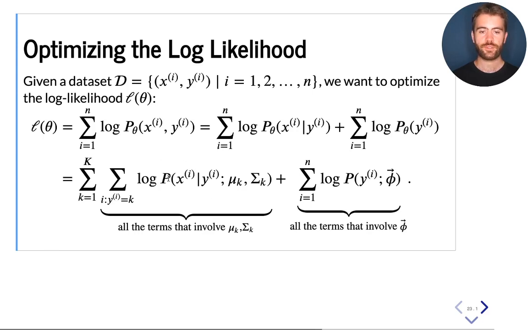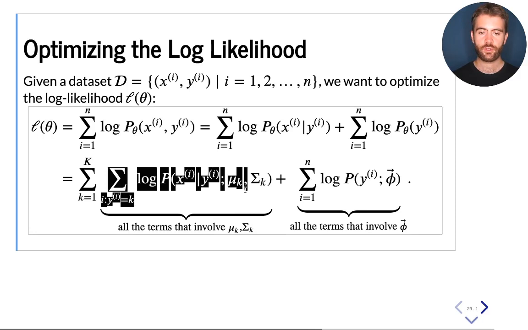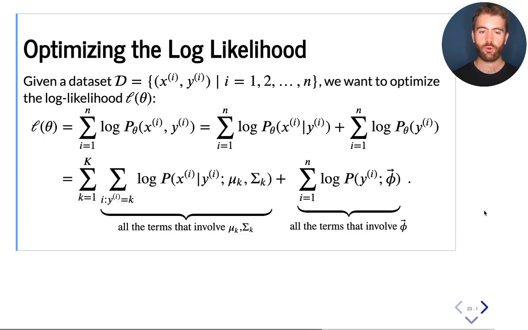And similarly, these terms are only a function of parameters mu_k and sigma_k, and they're not a function of any other parameter in theta. Now the crucial observation that I want you to make is that all the terms that involve mu_k and sigma_k are precisely here. I've grouped them all together. And also all the terms that involve phi, I have grouped together here.